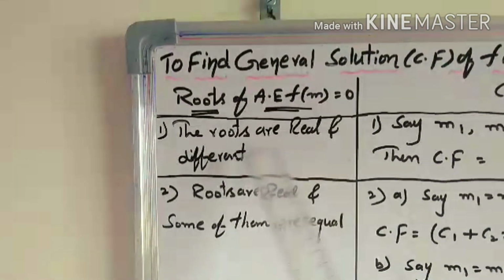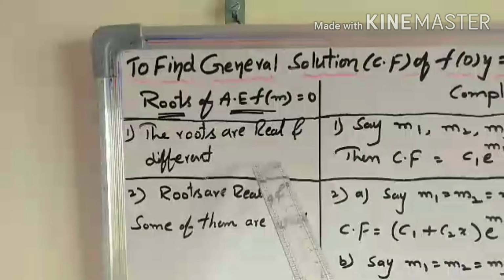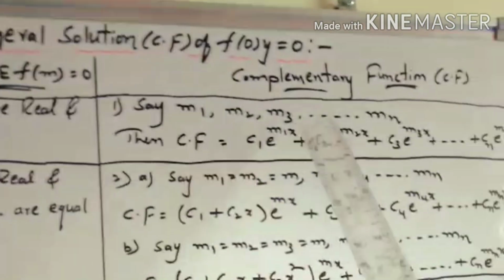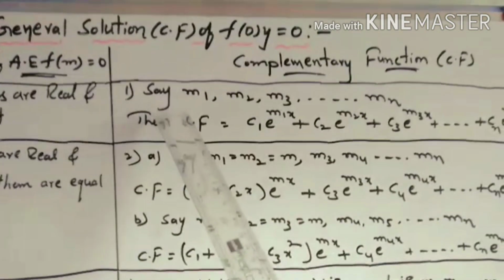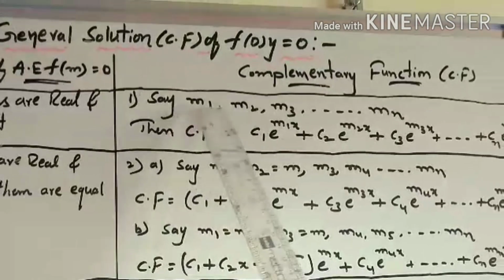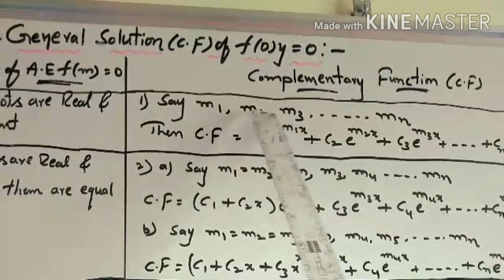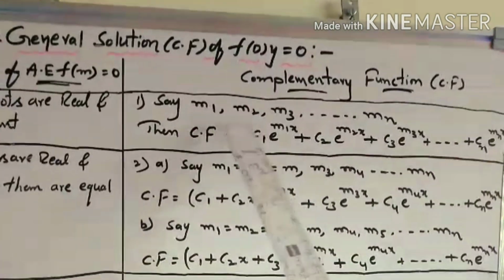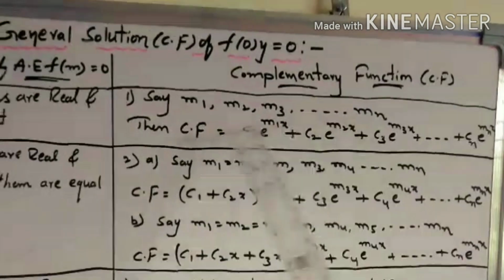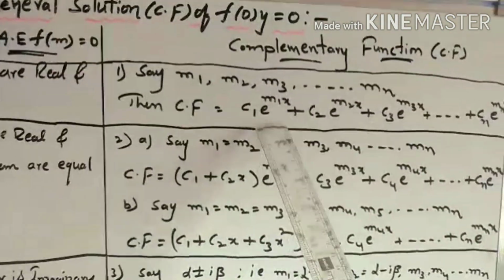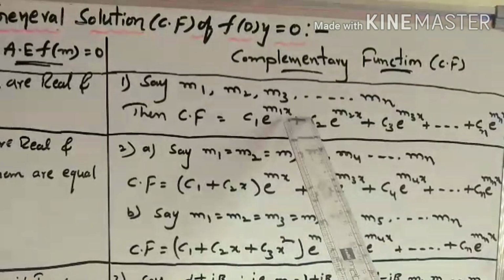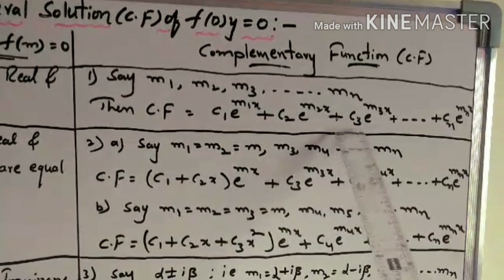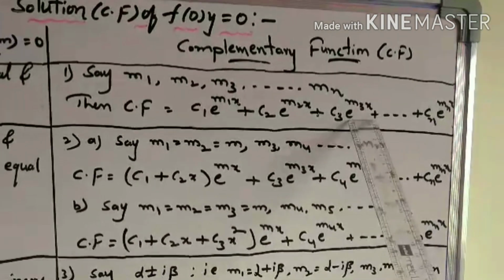The roots are real and different. So it is real numbers and different numbers. So in this complementary function, you can imagine the roots m1 comma m2 comma m3 and so on up to mn. Then what is the complementary function here? c1 e to the power of m1 x plus c2 e to the power of m2 x plus c3 e to the power of m3 x, and so on.